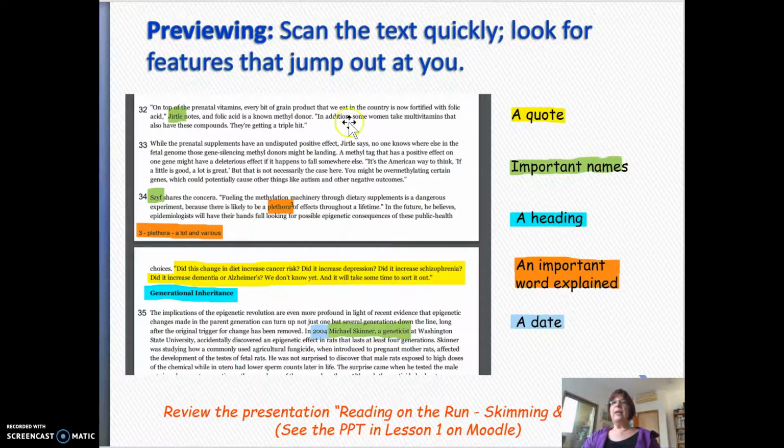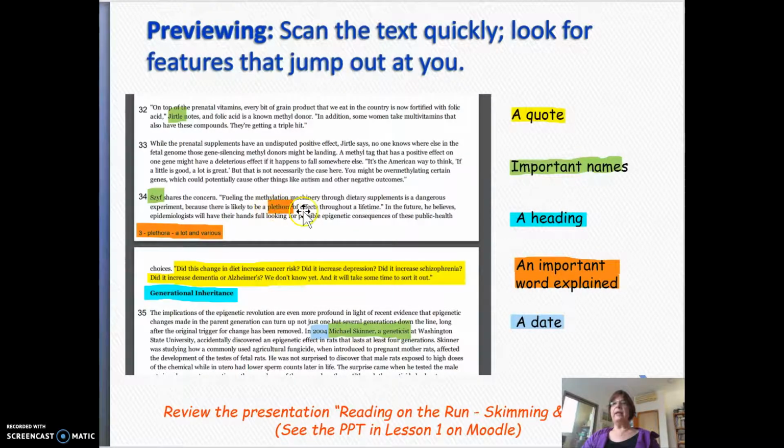You can find important names. You can find the name Jerdal. You can find Zeev. You can also find Michael Skinner, and you know he's a geneticist. It tells you that. You can see a heading, generational inheritance. So you know it's going to have to do with something to do with generations and what you inherit from generation to generation.